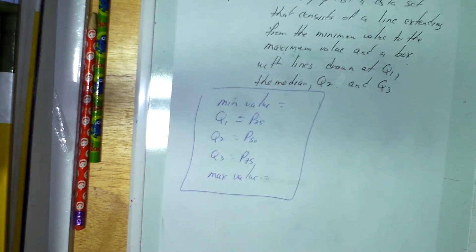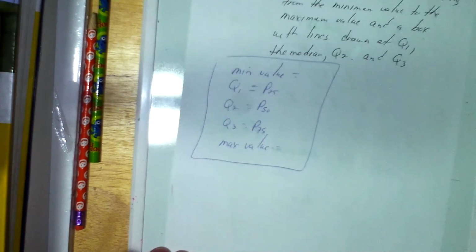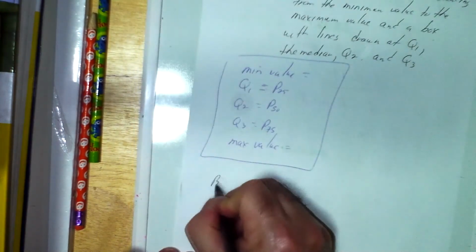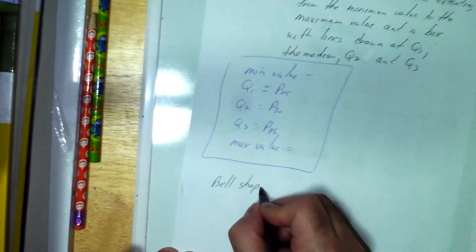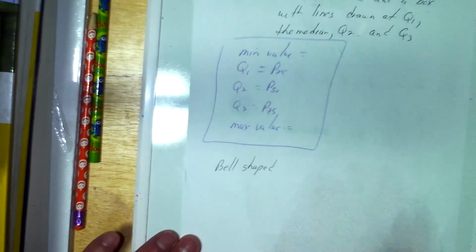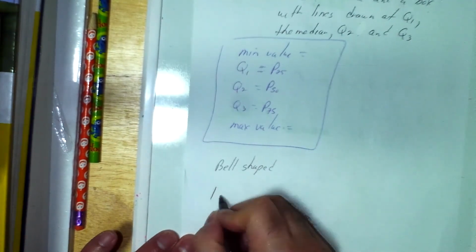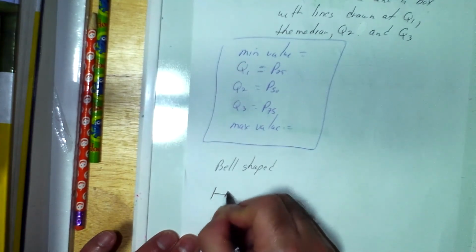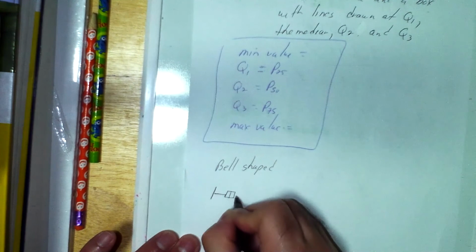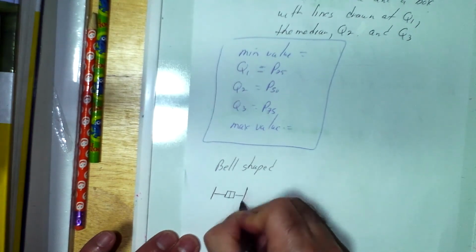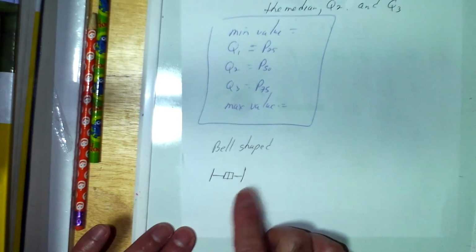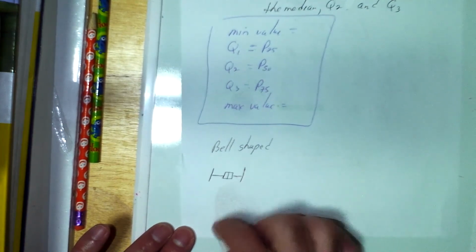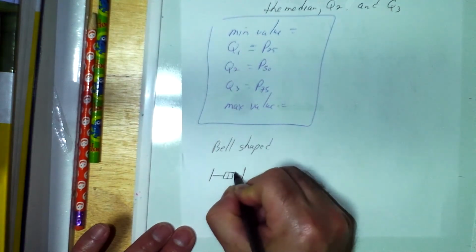So let me show you what the box plot looks like. I'm going to show you what a bell-shaped one looks like. This is a good way to graph data to see if it's skewed or bell-shaped. So this is what it looks like if it's bell-shaped. Use your vivid imagination and tell me what this looks like. In Star Wars, right? The TIE fighter. It looks exactly like the TIE fighter.